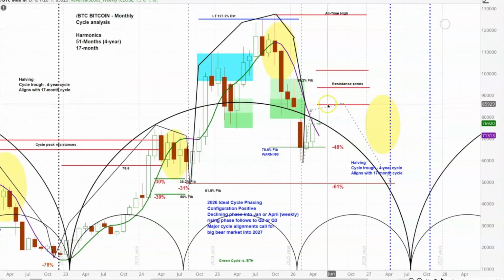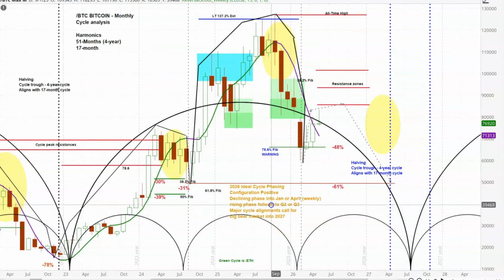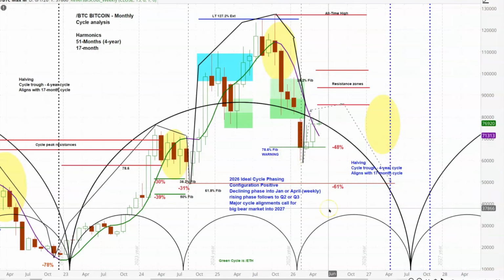So what did I say at the end of the year? This is what was in the year-end analysis right there. 2026 ideal cycle phasing. The configuration is positive. So in other words, this low right over here was above this low. But it had broken the 78.6%. So that was kind of a warning to me. That says the next rally is probably not going to get through support.